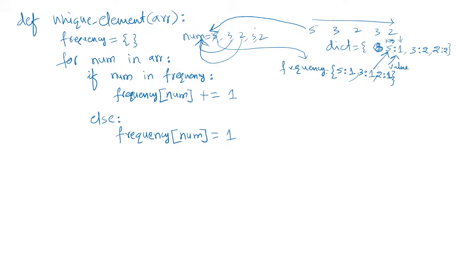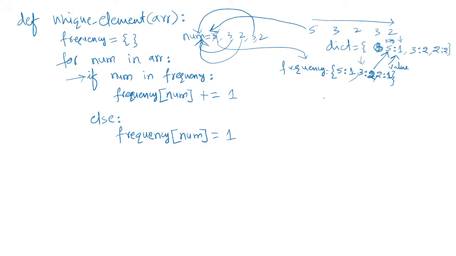Okay, then next 3 comes to num here. So it checks if num is in frequency. That means 3 is already present in the frequency, yes. So if it is present, then frequency of 3 is equal to frequency of 3 plus 1. That means we are adding 1 to the previous frequency value, so it becomes 2 here.